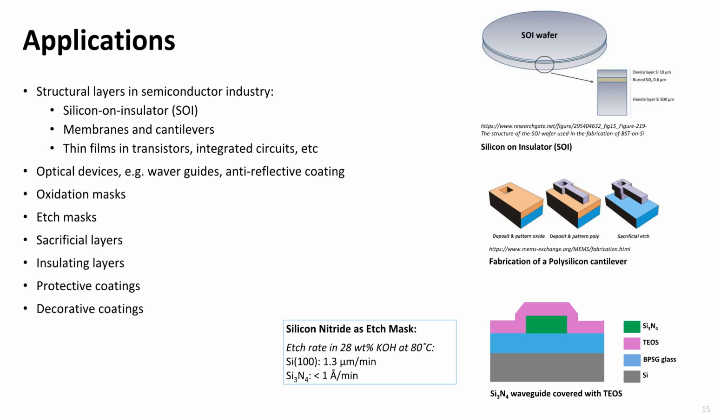For example, silicon nitride can be used as etch mask for long etches in potassium hydroxide. The etch rate for silicon nitride is, with less than 1 angstrom per minute, considerably lower than the etch rate for silicon at 1.3 micrometer per minute. CVD deposited layers can also be used for protective coatings or for decorative purposes.